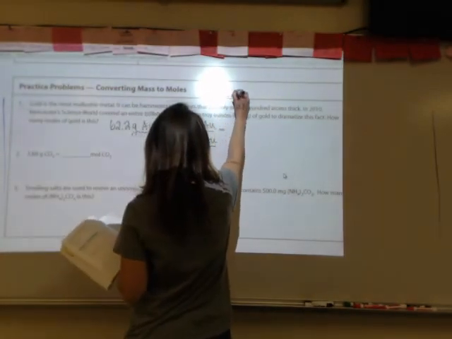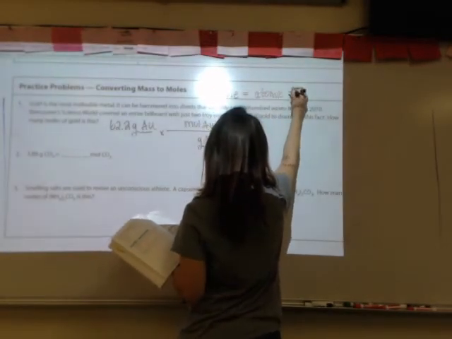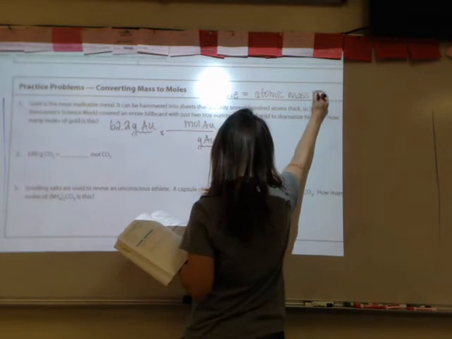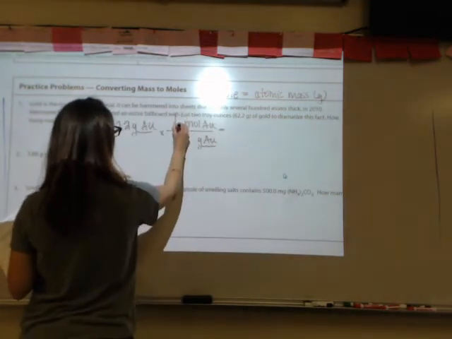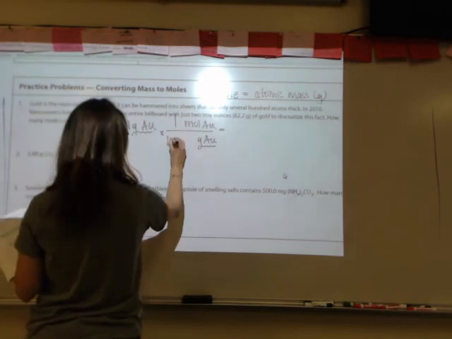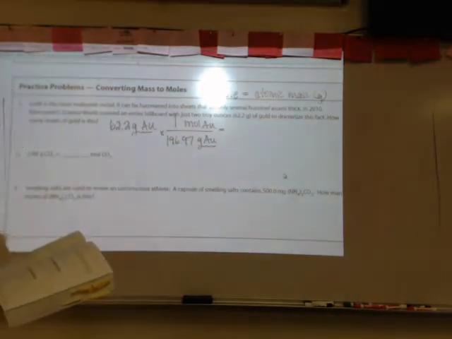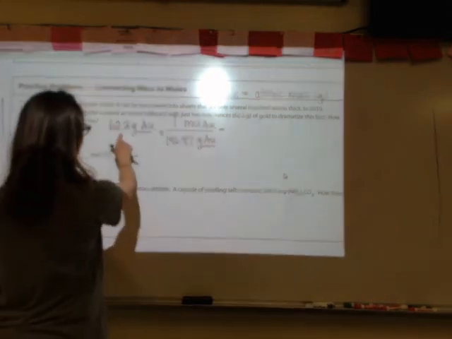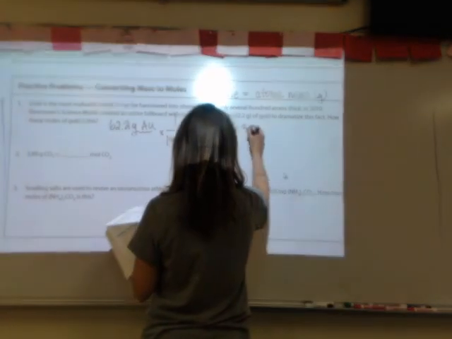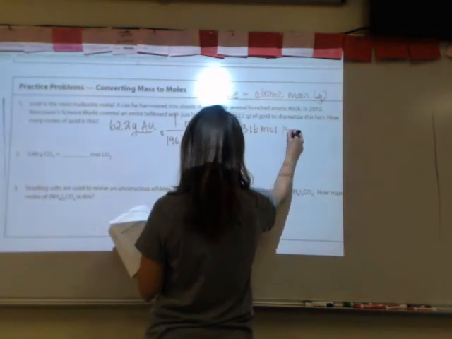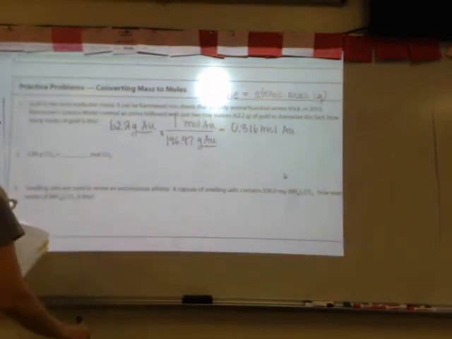Remember, a mole is equal to the atomic mass or the molecular mass in grams from the periodic table. So the 1 goes next to moles. The number that goes here is from the back of your book on the periodic table. Gold is 196.97. 62.2 divided by 196.97 is 0.316 moles of gold. 3 sig figs is what I began with. That's why I end with it.